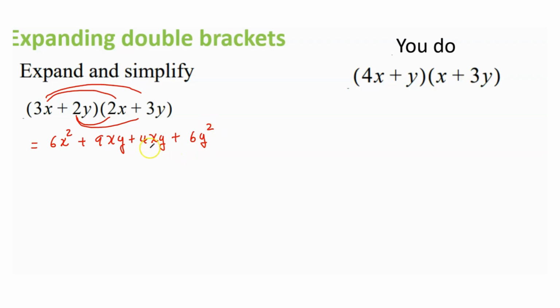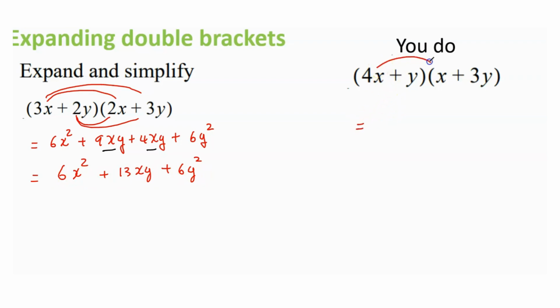We identify the like terms, which are 9xy and 4xy. They are like terms, so we can add them. So we have 9xy plus 4xy, that would be 13xy. Therefore, we have 6x squared plus 13xy plus 6y squared. These are unlike terms, so they cannot be added any further. Here's a practice question. Please press pause and have a go.